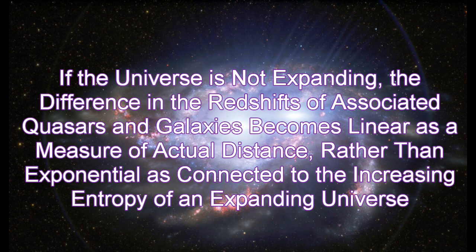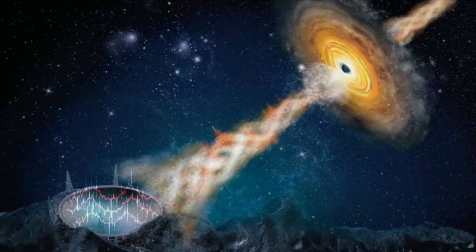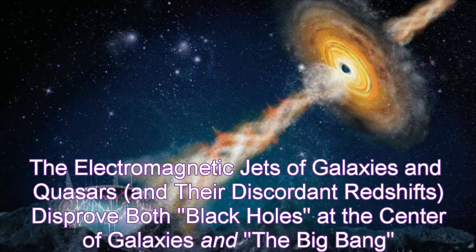If the universe is not expanding, the difference in the redshifts of associated quasars and galaxies becomes linear as a measure of actual distance rather than exponential as connected to the increasing entropy of an expanding universe. The electromagnetic jets of galaxies and quasars and their discordant redshifts disprove both black holes at the center of galaxies and the Big Bang.